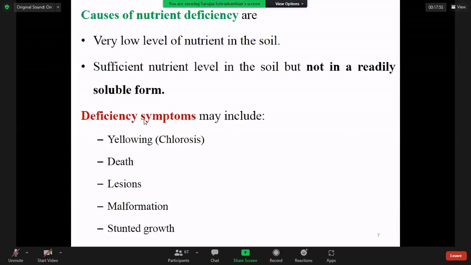Deficiency symptoms: if the plant undergoes deficiency, you can identify it from the yellowing. Normally the chlorophyll content makes plants green in color. If it changes to yellowing, there will be deficiency symptoms. At the same time, you can't be sure that all yellowing is deficiency. What is the main yellowing disease which occurs in black gram? Anyone?